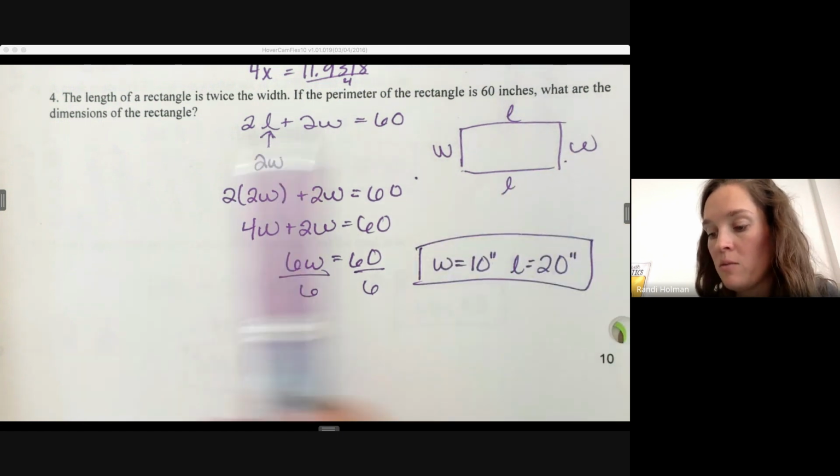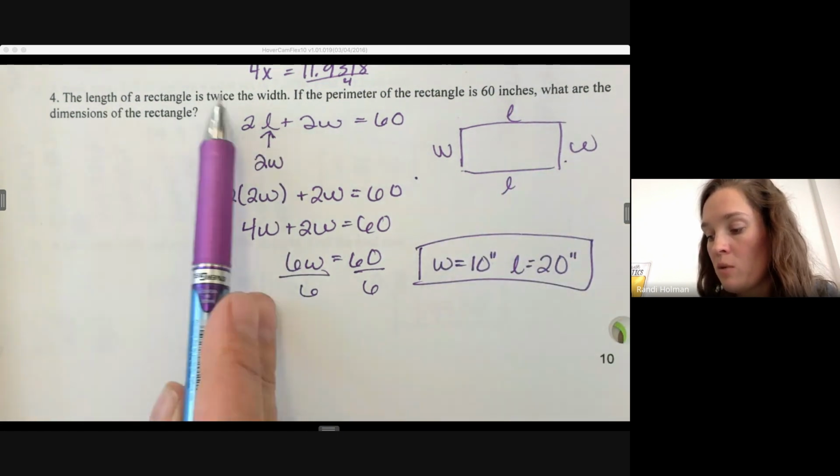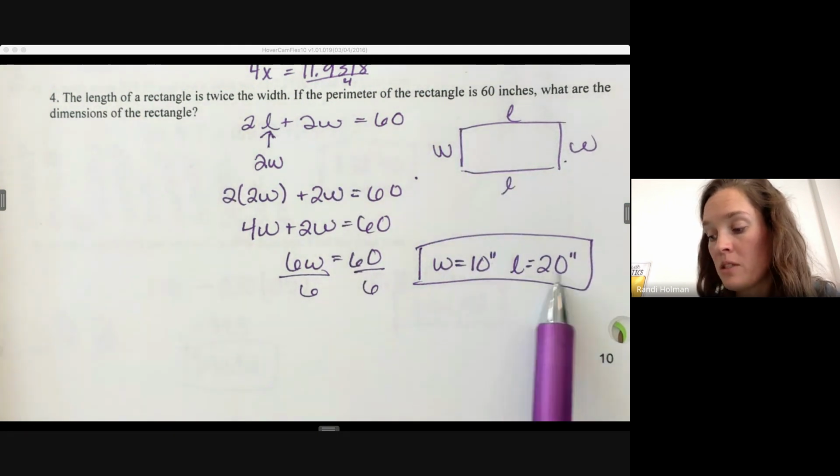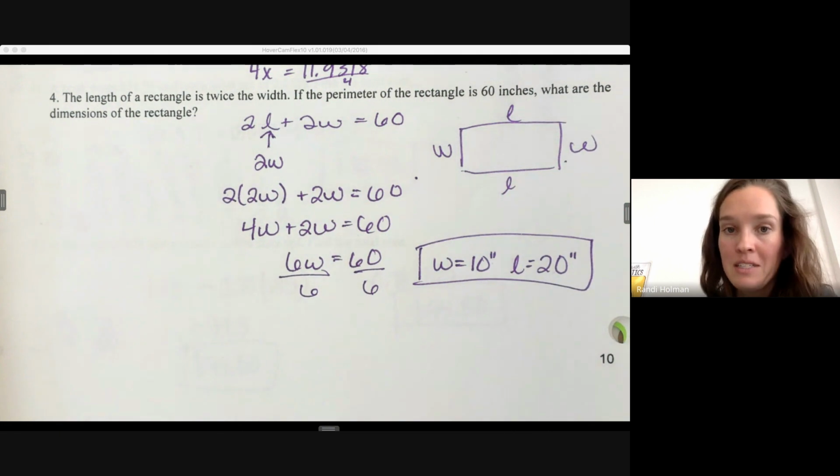Make sure it makes sense with what you're told. The length is twice the width. Perimeter is 60. If I take 10 plus 20 plus 10 plus 20, we get 60.